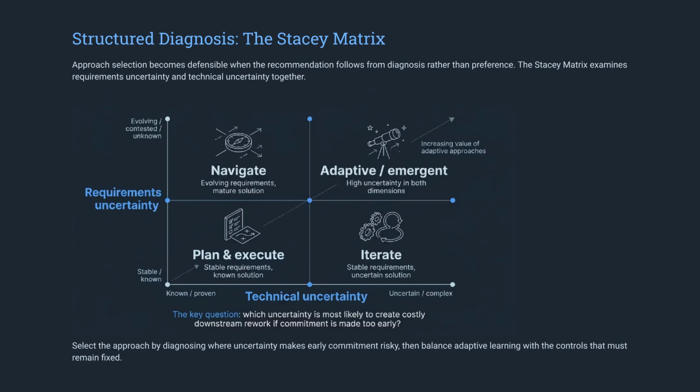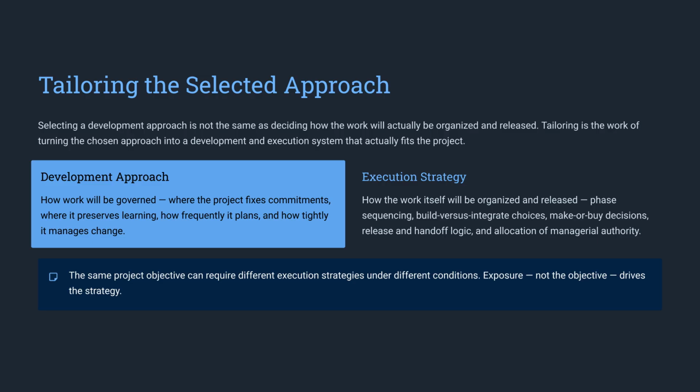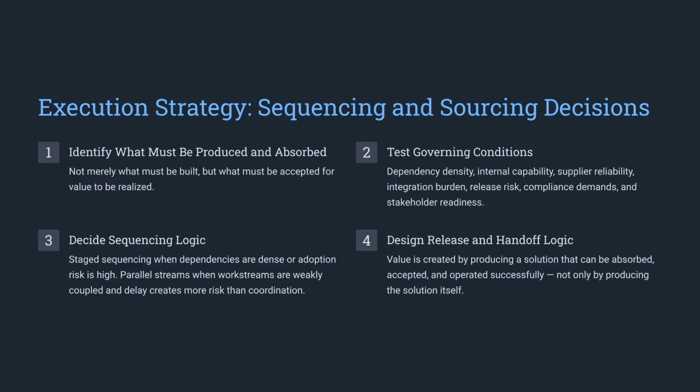The Stacey Matrix is a valuable tool for structured diagnosis. By plotting requirements and technical uncertainty, you can determine which approach is most defensible for your project's unique circumstances. Tailoring an approach involves designing an execution system. This encompasses how you govern work, how you organize and release phases, and how you allocate authority across the project lifecycle. Effective execution strategies focus on sequencing and sourcing.